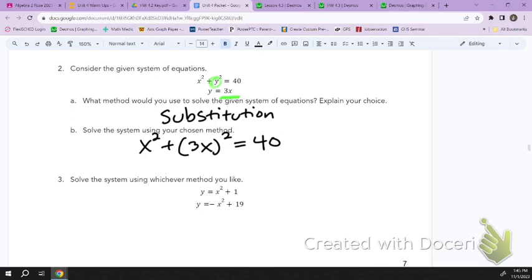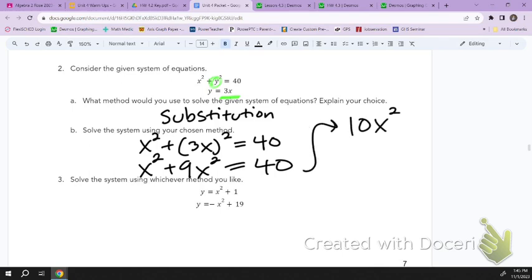What's 3 squared? 9. What's x squared? Right, so I have 9x squared. I have an x squared plus 9x squared. How many x squares do I have total then? 10 of them. So I'm going to continue solving them. Combine like terms. What do you think we should do next to get x alone? Divide both sides by 10. Great. Let's divide both sides by 10. X squared equals 4. What's my last step here?